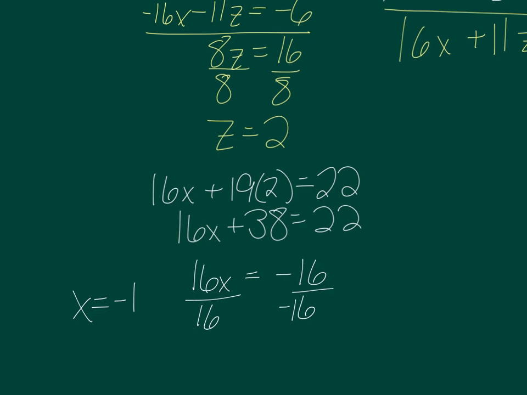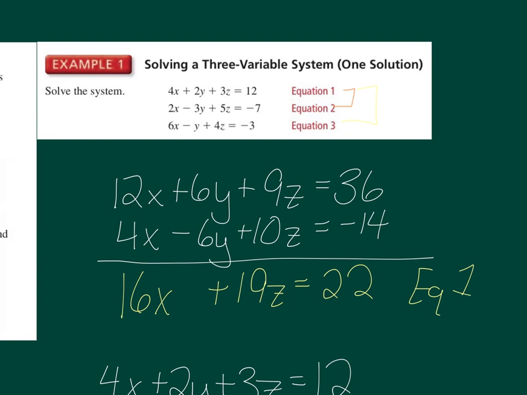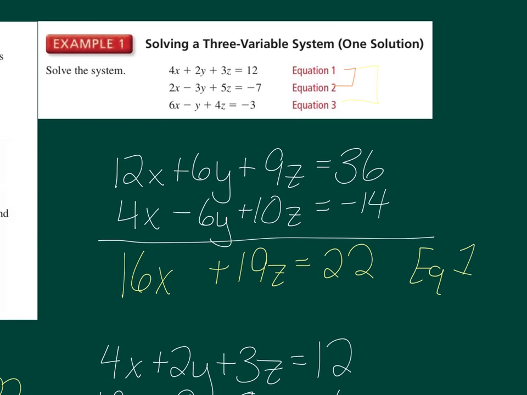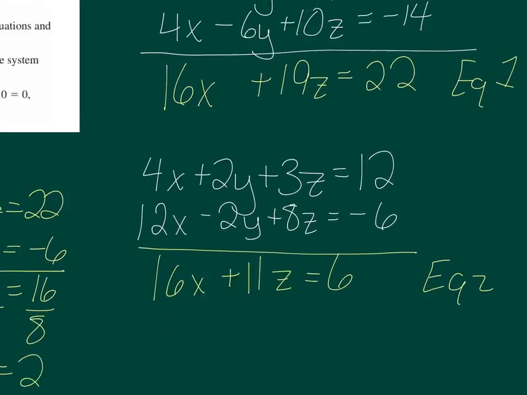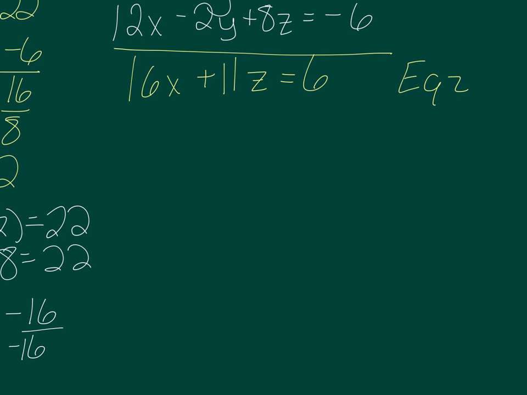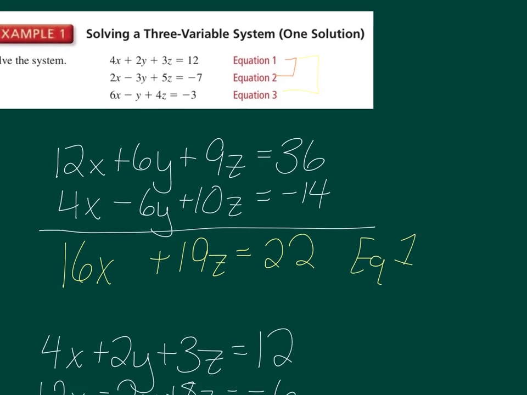So I'm going to have to go up to one of my first equations, and it doesn't matter which, but I found x to be negative 1 and z to be 2. Let's go ahead and plug it into the top equation. 4x plus 2y plus 3z equals 12. So we're going to say 4 times negative 1, then we have plus 2y plus 3 times z, which is 2, is equal to, let's scroll up here just to make sure we've got this, is equal to 12.